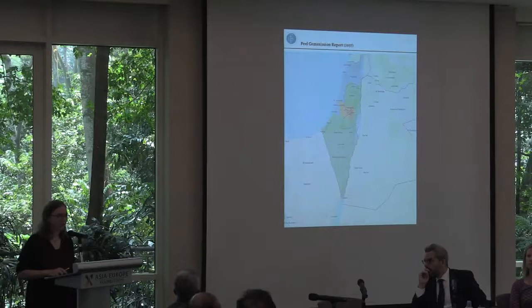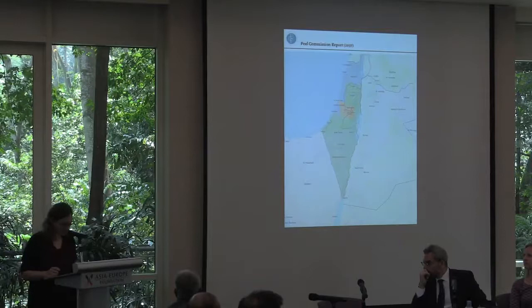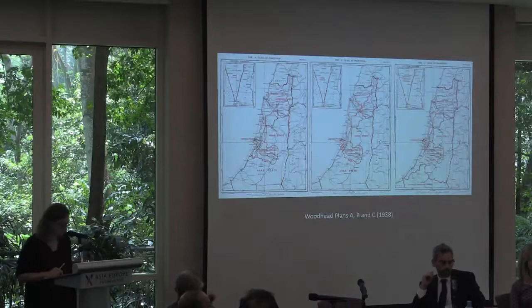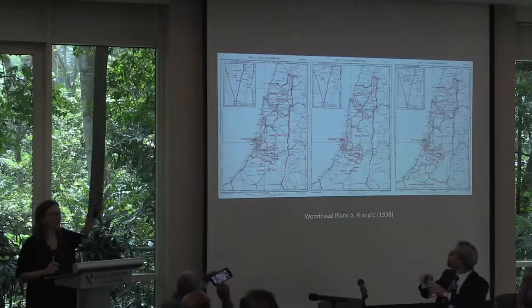They're strongly encouraged before they leave to come back and say that it's not going to work. But so the Woodhead Commission outlined three partition plans. A so-called majority plan, which is Plan C over here. I don't know how well you can see, but the salient point is you will see endless corridors and exceptions.